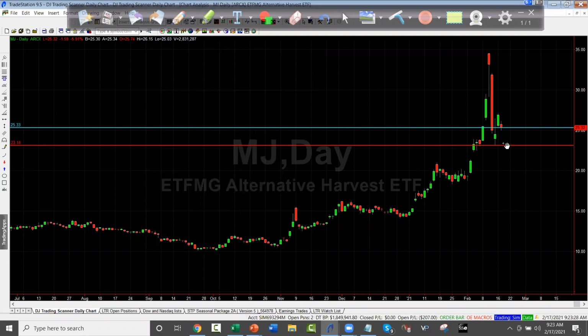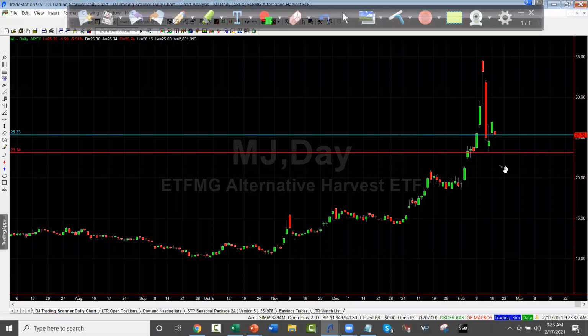That's my stop, right? And now what I want to do is figure out how much money I'm willing to lose if I buy MJ at the current price and then it goes down and hits that stop level and loses. How much money am I willing to lose? And that's how I determine how many shares to trade with, rather than picking an arbitrary number.